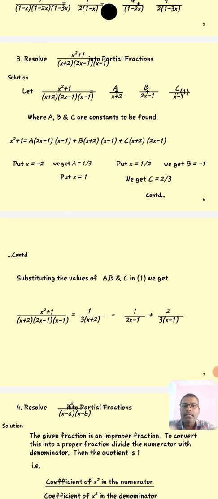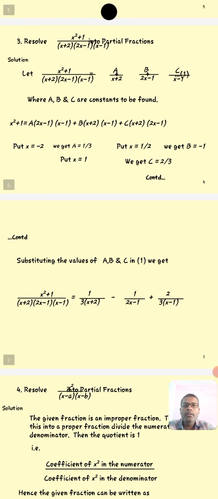Okay. The next step: x square plus 1 is equal to, we know that with the LCM, the denominator will be cancelled. Then after getting the LCM, x square plus 1 is equal to A into 2x minus 1 into x minus 1 plus B into x plus 2 into x minus 1 plus C into x plus 2 into 2x minus 1. Here also we have to use the substitution method.